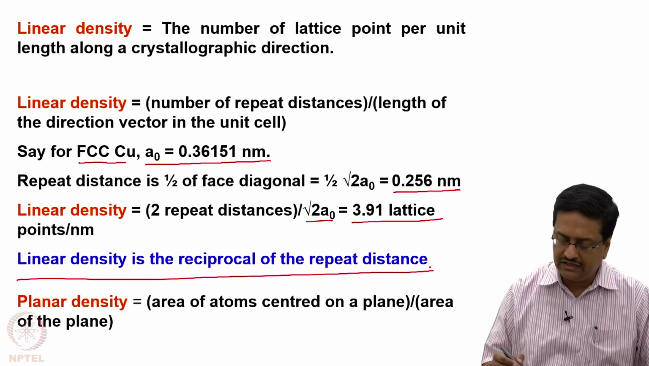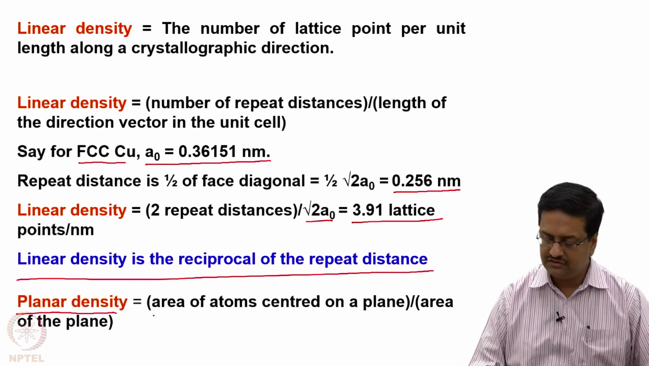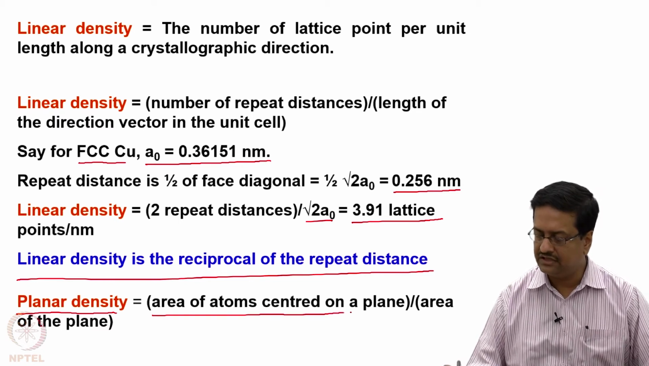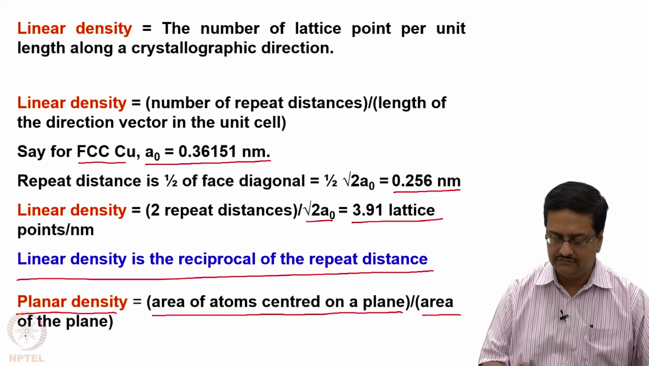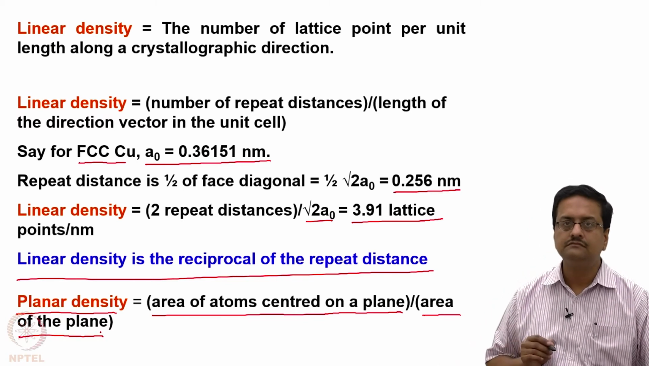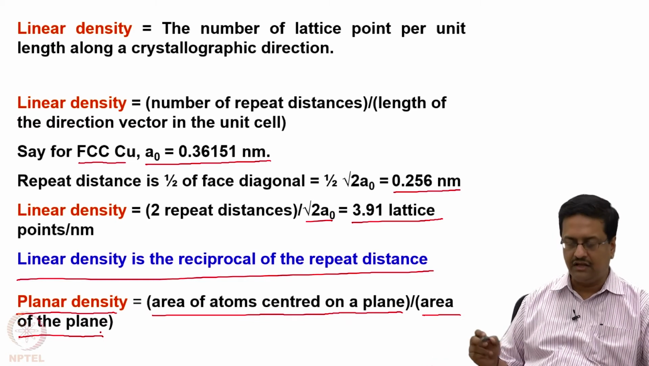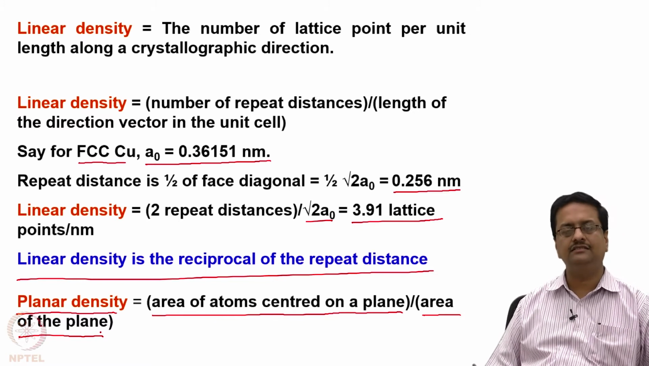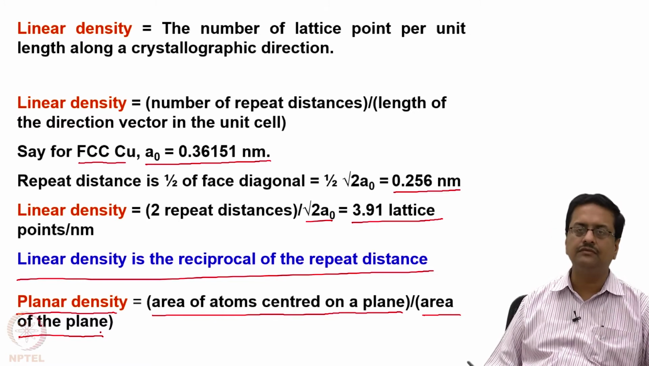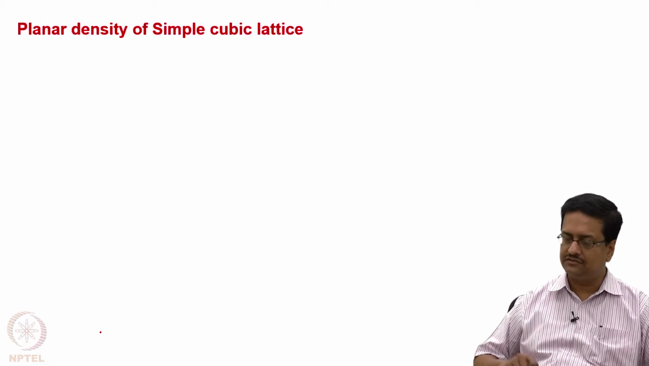So similarly, we can define another term called planar density, which means the area of atoms centered on a plane divided by the area of the plane. Because not all the planes will hold the centers of atoms, and then the planar density of those planes will be different from the ones where you have a large number of atoms.